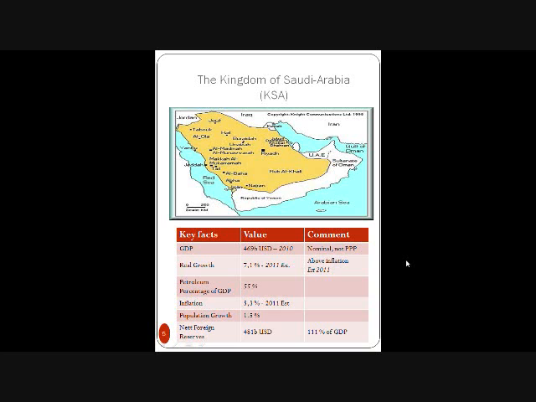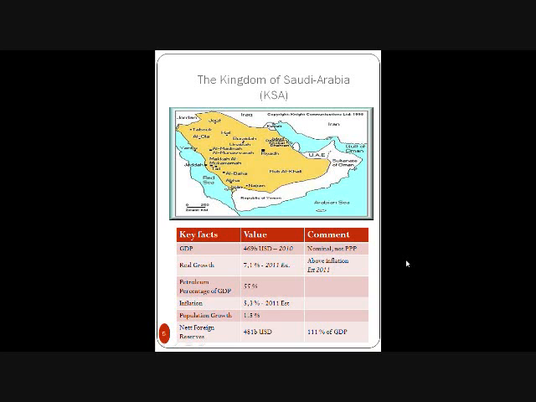GDP in Saudi Arabia for 2010 was 469 billion US dollars. I am now talking about nominal GDP, not PPP adjusted. Growth has been very strong this year. It is assumed that the real growth, note real growth, I mean above inflation, will be 7.1%. This is the estimate for 2011.